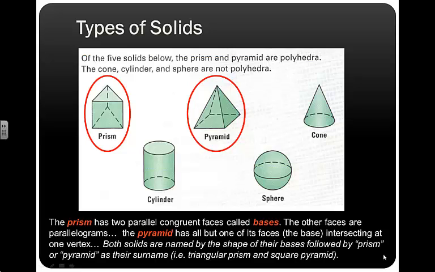Now, types of solids. Of the 5 solids below, the prism and pyramid are polyhedra. The cone, cylinder, and sphere are not polyhedra. The prism has 2 parallel congruent faces called bases, and the other faces are parallelograms. The pyramid has all but one of its faces intersecting at one vertex. Both solids are named by the shape of their base, followed by prism or pyramid as their surname. So, an example: the triangular prism and square pyramid. That's how you would label those two.